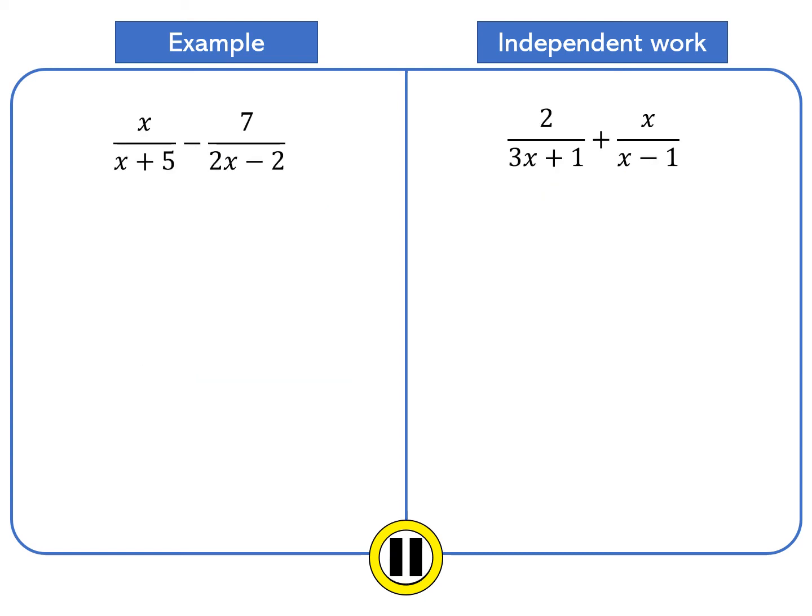Press pause and try the example questions. Then press play and I will answer the examples with you.